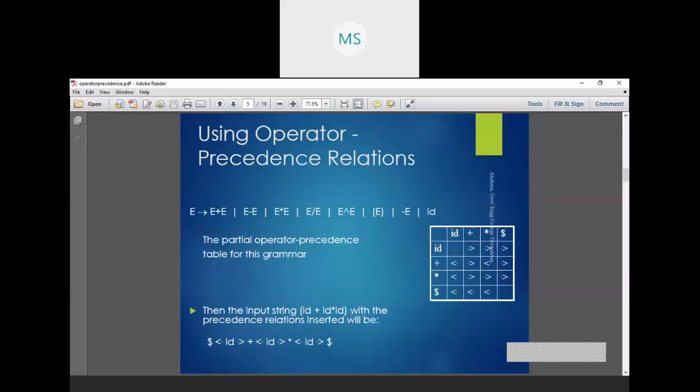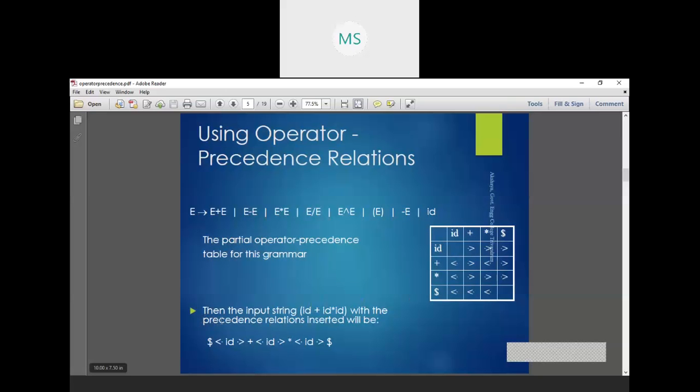Okay, let me take one example using operator precedence relations. For example, E derives E plus E, E minus E, E star E, E division E, E exponential E, parenthesized E, minus E, and id. As of now, I don't take all the operators; I will take my input. This is the partial operator precedence table. Why is it called a partial precedence table? Because I didn't consider all the operators.